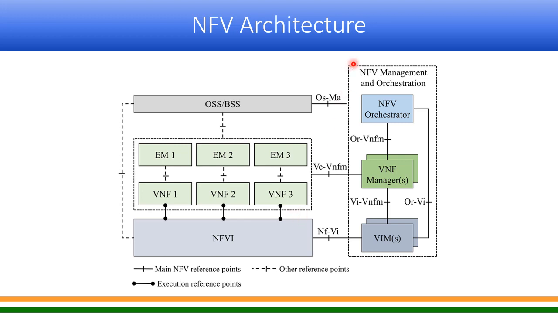On the right side you have MANO, that is NFV MANO, NFV management and orchestration. Your MANO has three parts. One is the VIM, the virtualized infrastructure manager. Basically the virtualized infrastructure is here, where physical resources have become virtualized resources. So management of this NFVI is done by the virtualized infrastructure manager, VIM. It could be one, it could be more than one.